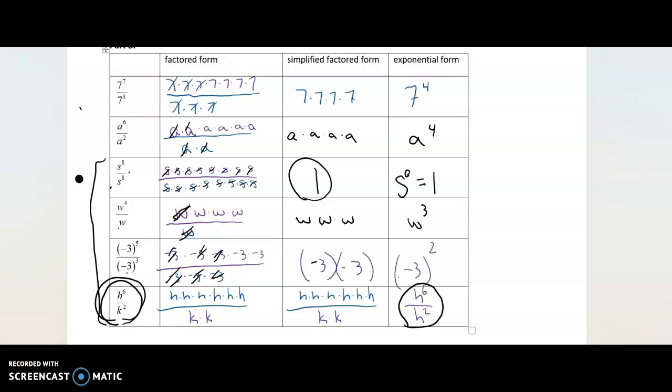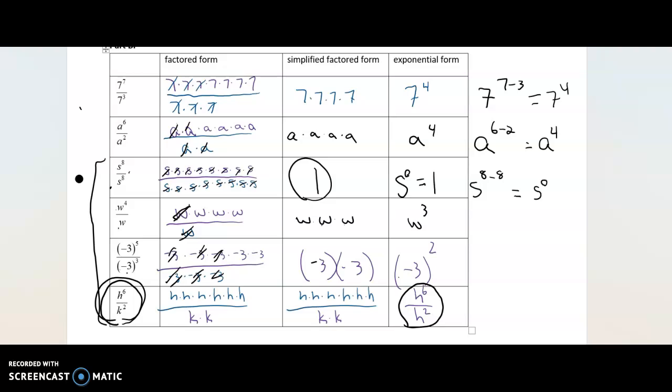I want you to note here that 7 to the 7th over 7 to the 3rd was equal to 7 to the 4th. Note that 7 minus 3 is 4. A to the 6 over a to the 2 equals a to the 4th. A to the 6 minus 2 equals a to the 4th. S to the 8 over s to the 8 equals s to the 0. Those exponents, 8 minus 8, are equal to 0.